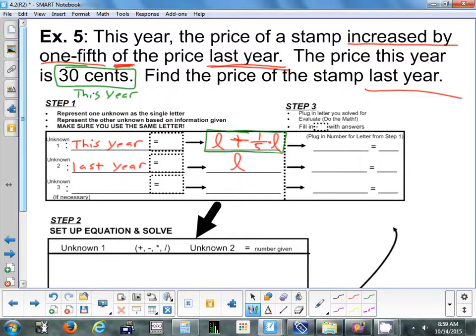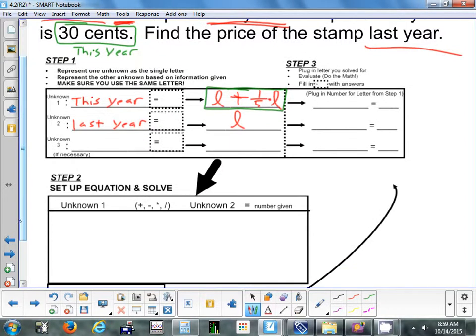But they're telling us this year's price is 30 cents. All right? So this year's price, L plus 1/5 L, we know what this price comes out to. How much does it come out to? Comes out to 30 cents. 30 is the number given in this one. All right, so that's a little tricky.